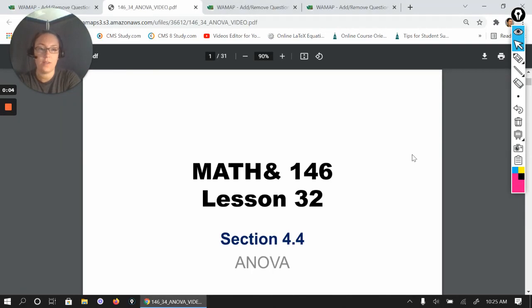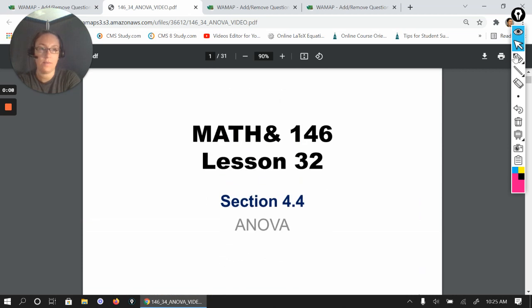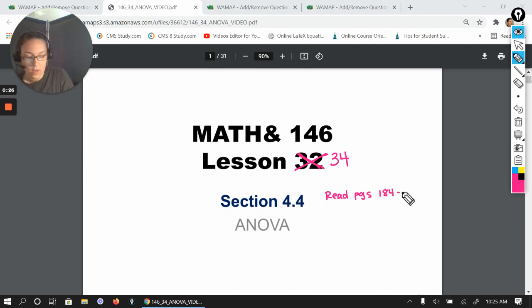So let me scroll this up just a little bit. Okay, so yes, this is a typo. This is actually lesson 34, and we are going to cover section 4.4 from the textbook talking about ANOVA. So you are encouraged to read pages 184 to 195 in the textbook.